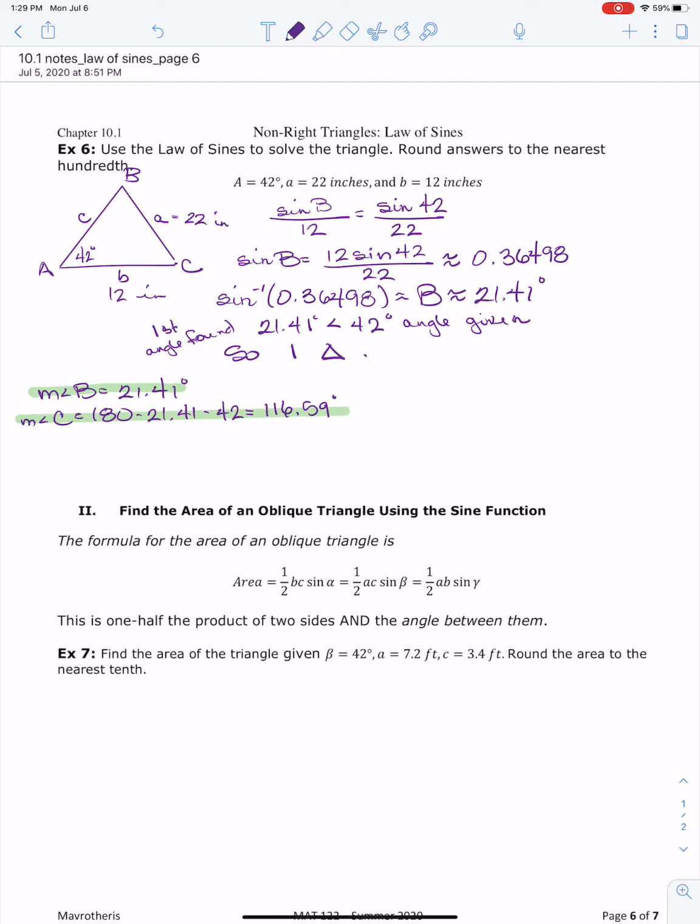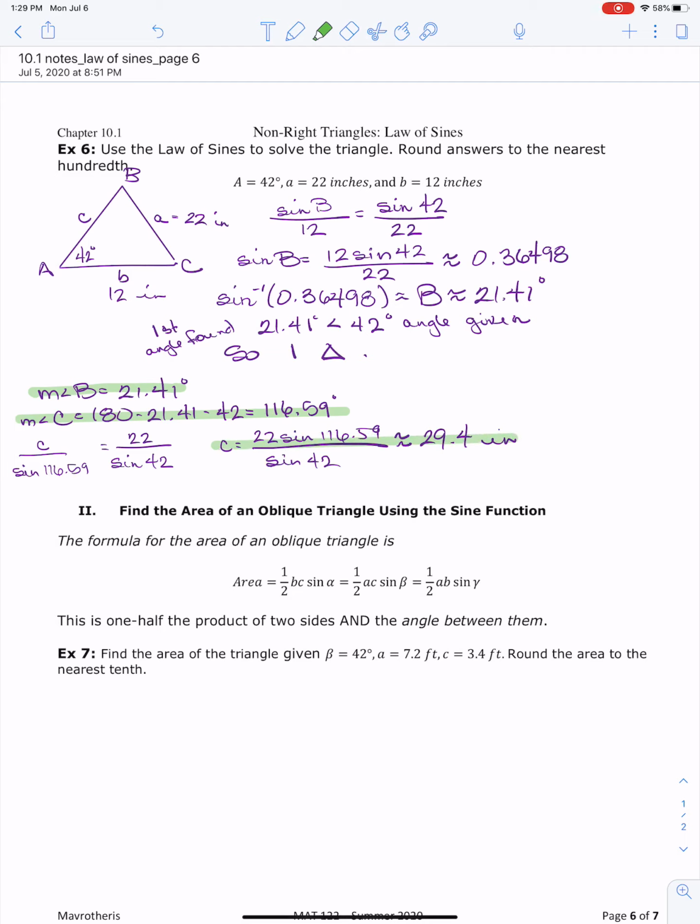And now I need to find the length of side C. We're going to use law of sines with our C's and our A's, because our A's are what we had given in the problem. I get C is going to equal 22 times the sine of 116.59, all divided by the sine of 42. And we get C is approximately 29.40 inches.